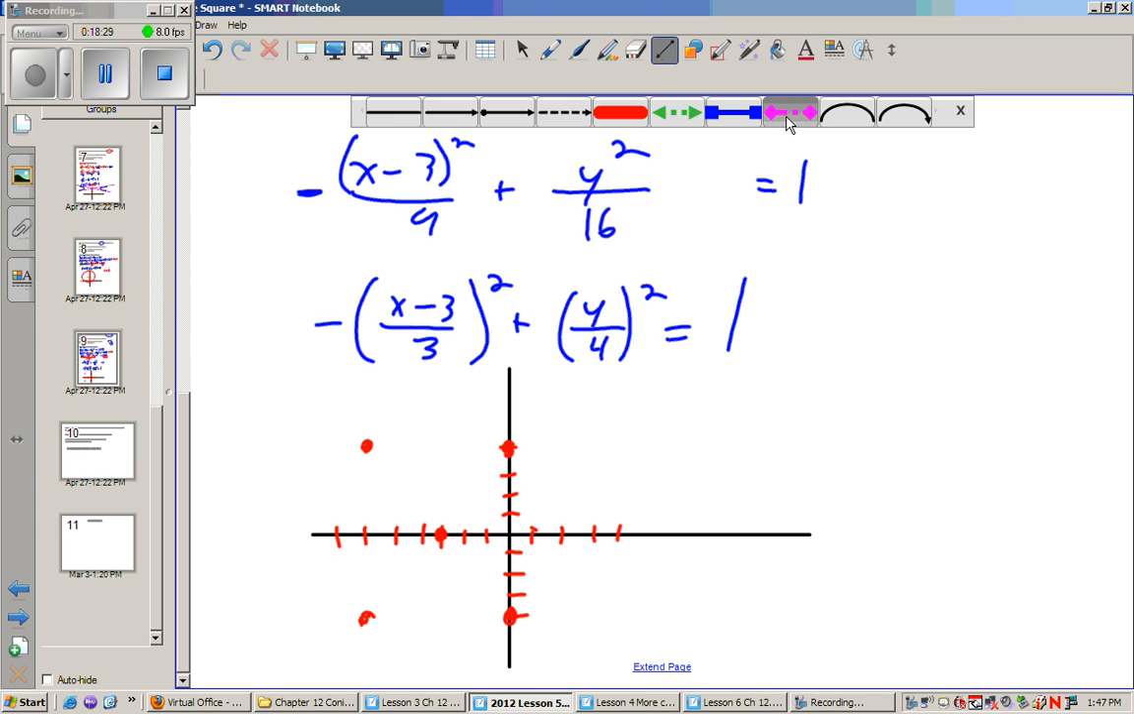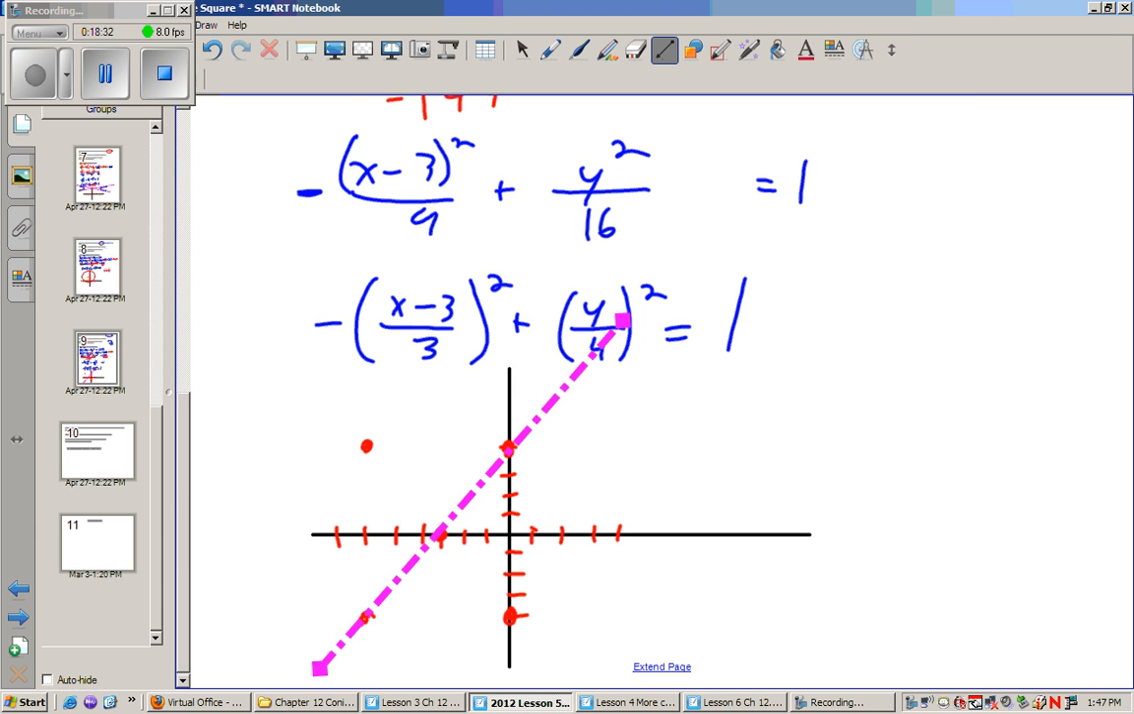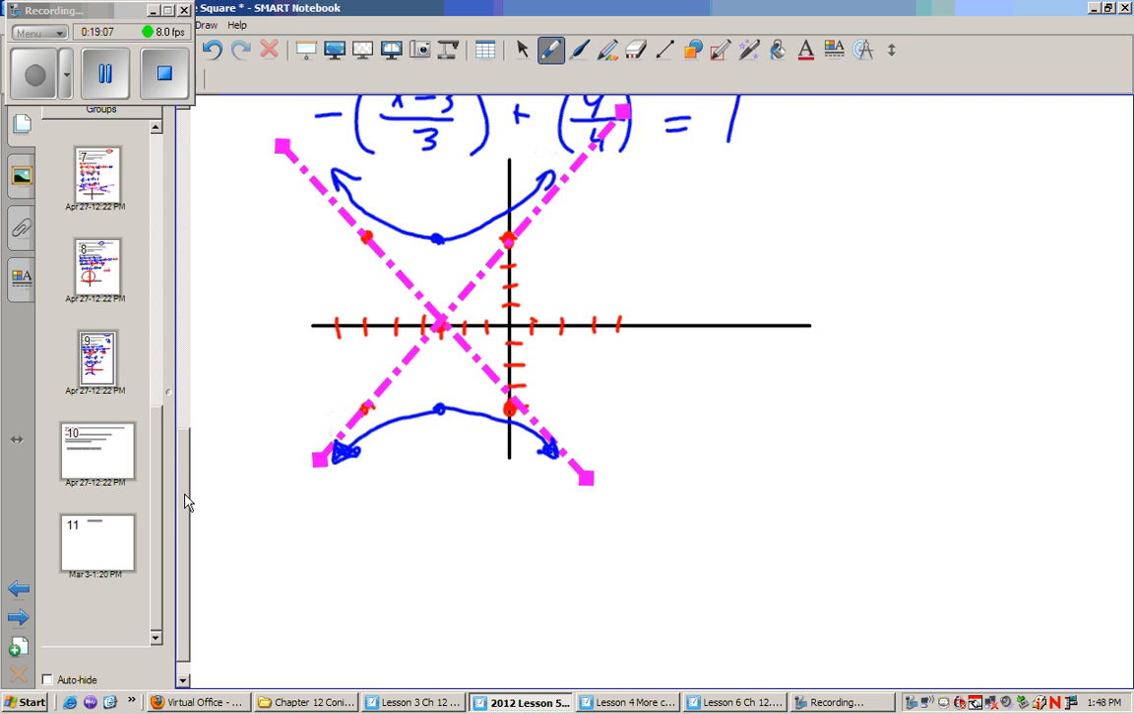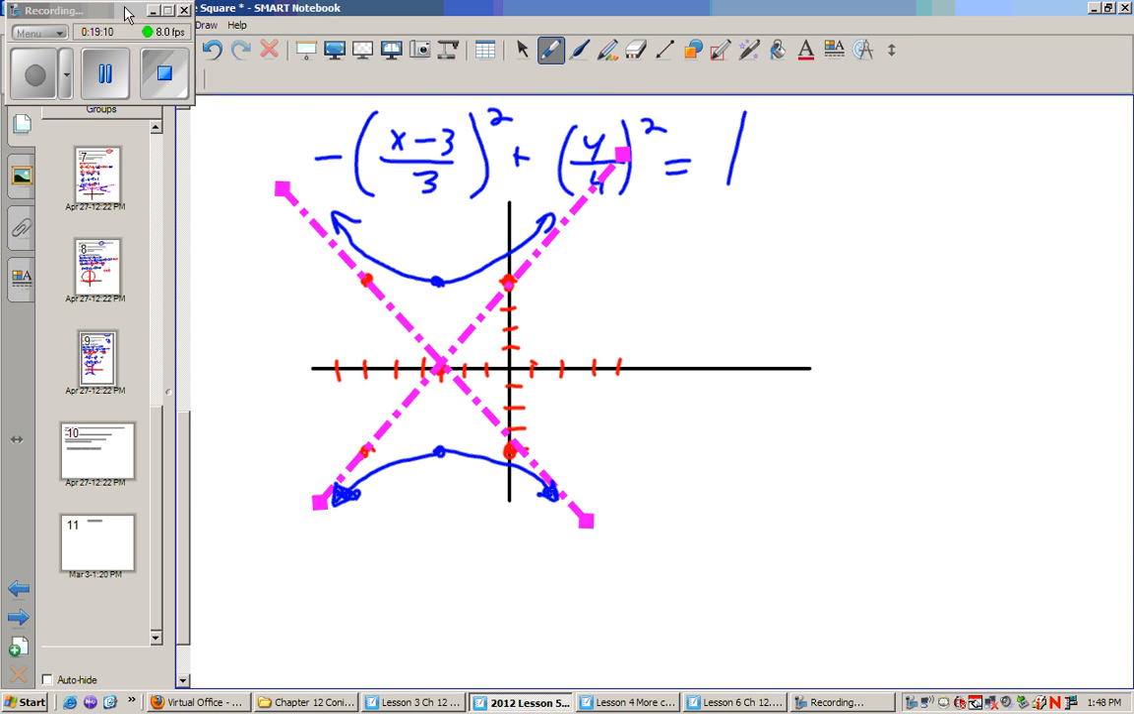Now I'm going to get asymptotes, this dotted line. Alright, so now I have my asymptotes. Now my y is my positive number here. So that means I'm going to go up 4 in each direction and make a dot, and then bring this out to my asymptotes. Just like so. Alright, so there's my hyperbola.